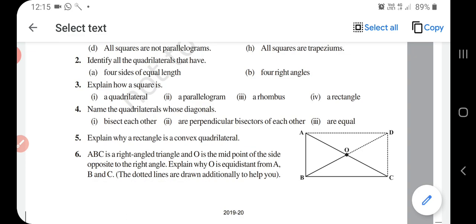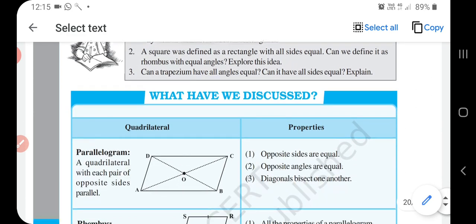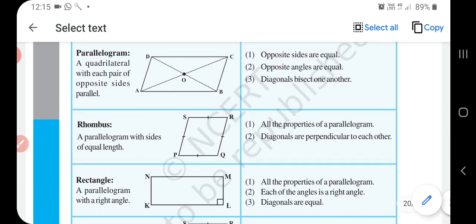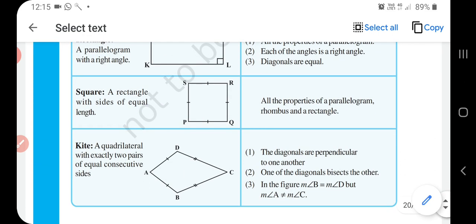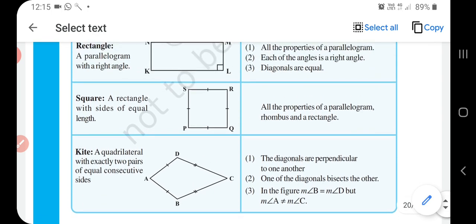If you have any doubt, tell me on WhatsApp. And we have already done a short revision, and in your book quadrilaterals and their properties are given. See it, and if you have any doubt, tell me on WhatsApp.